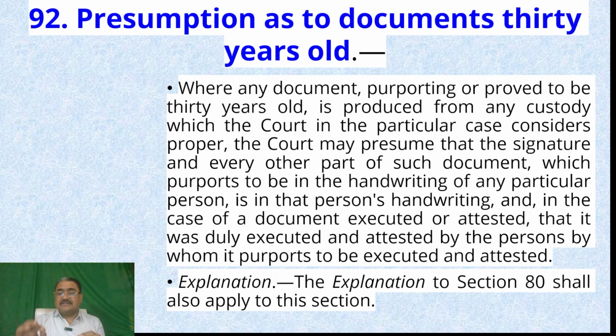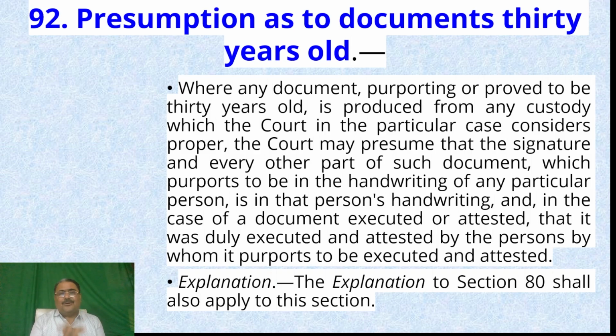Here attestation means when a deed is executed, say a sale deed. And on the sale deed, two witnesses have signed. Someone made a will, two witnesses have signed. What is the witness doing? The witness is attesting the execution of a will. The witness is attesting the execution of a sale deed. The witness is attesting the execution of a trust deed. So they are all attesting witnesses.